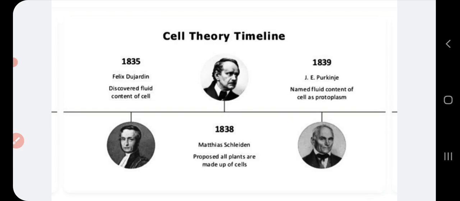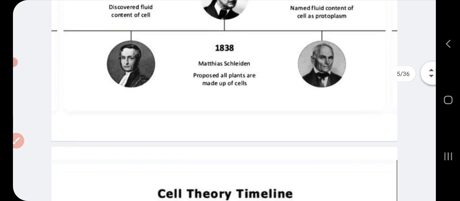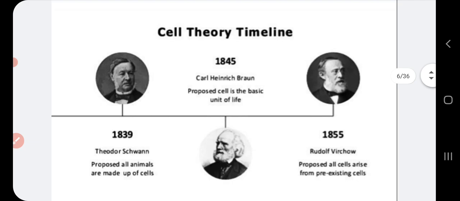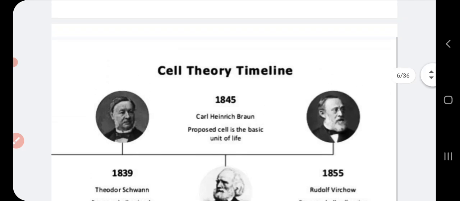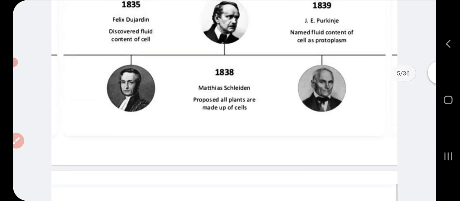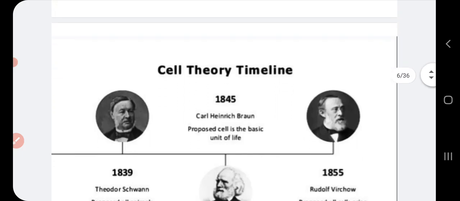And in 1839 J. Purkinje named the fluid content of a cell as protoplasm. Dates and their names and what they discovered are given in this definitional point. Okay, now the next scientist we are going to learn: in 1839 Theodor Schwann proposed all animals are made up of cells. Here Theodor Schwann proposed animals and here Matthias Schleiden proposed all types of plants. This is a little bit of confusion but you have to solve it.